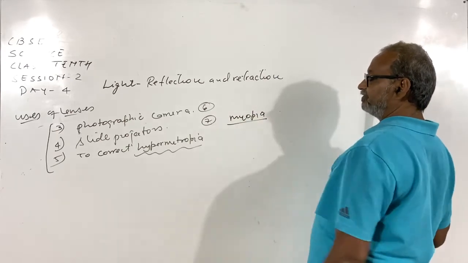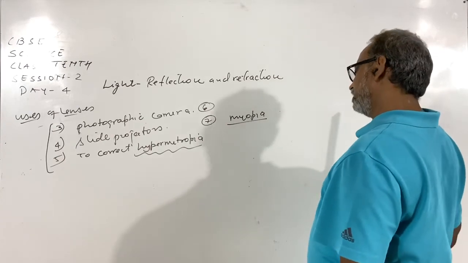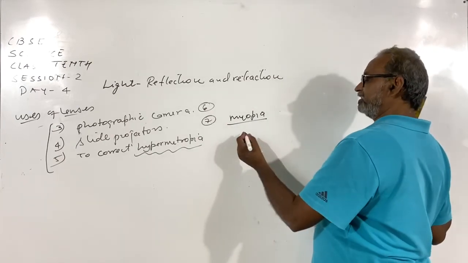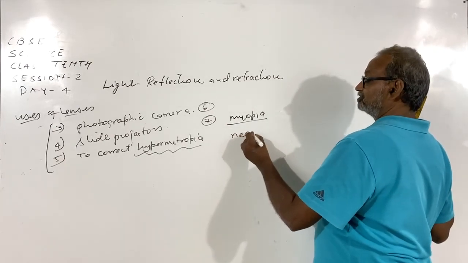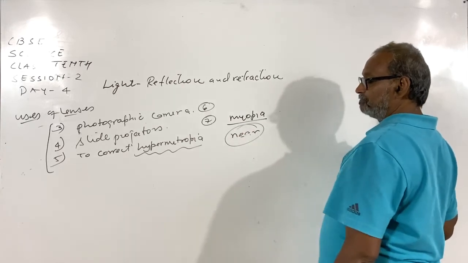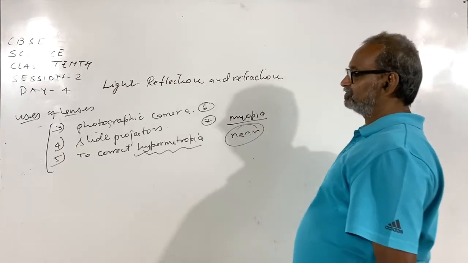It is that defect of eye in which a person can see near objects, but he or she is unable to see distant objects.